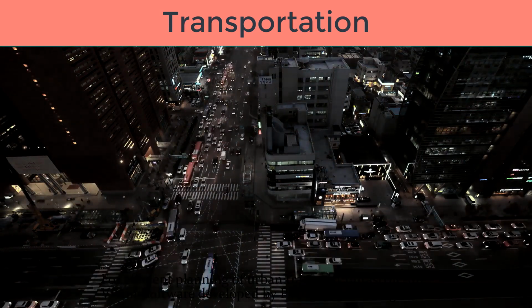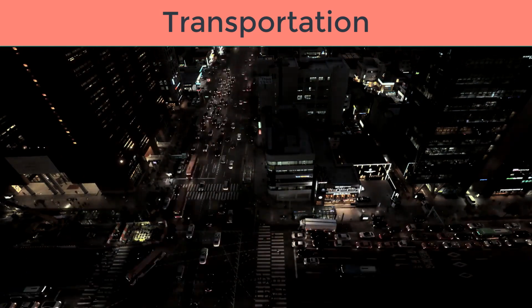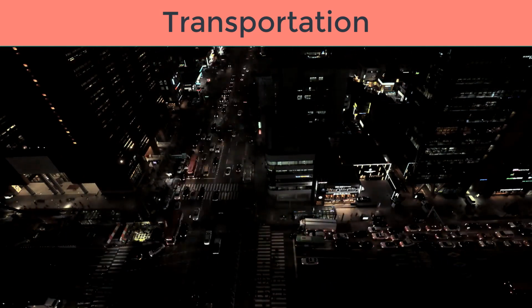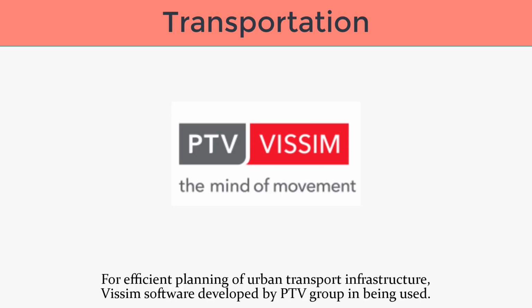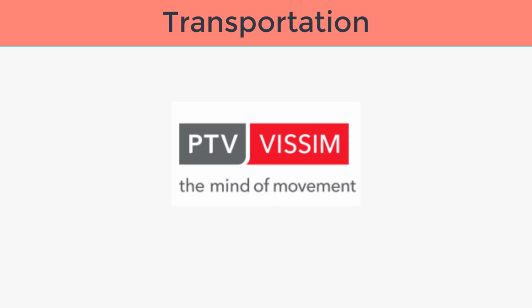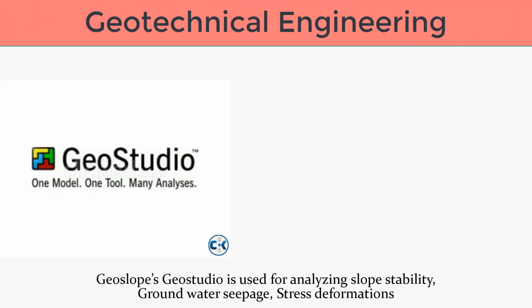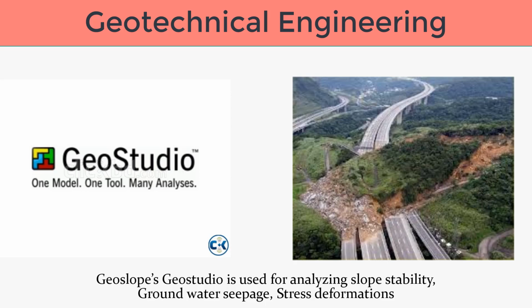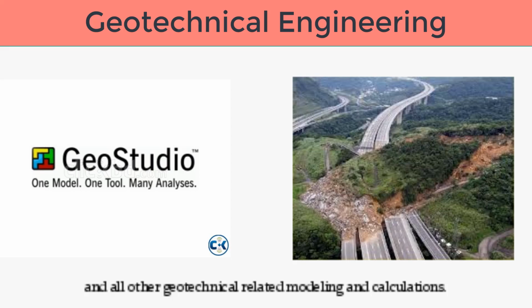For efficient planning of the urban transport infrastructure, VISUM software developed by the PTV Group is being used. GeoStudio is used for analyzing slope stability, groundwater seepage, stress deformations, and all other geotechnical related modeling and calculations.